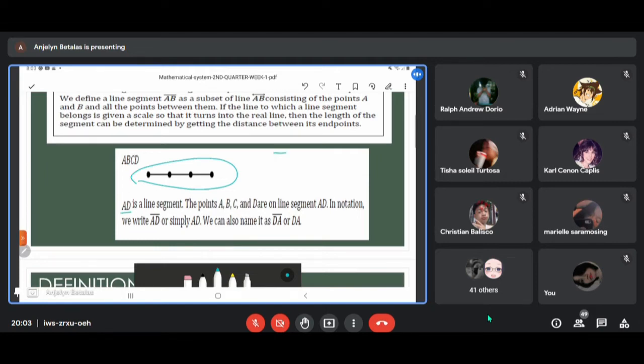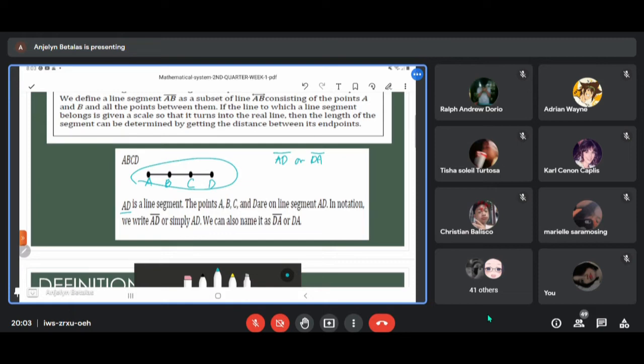Say for example, for this figure, you can name this line segment AD. In between them are points, so let's label them A, B, C, D. We could name this line segment AD or line segment DA. We're referring to the same line segment.